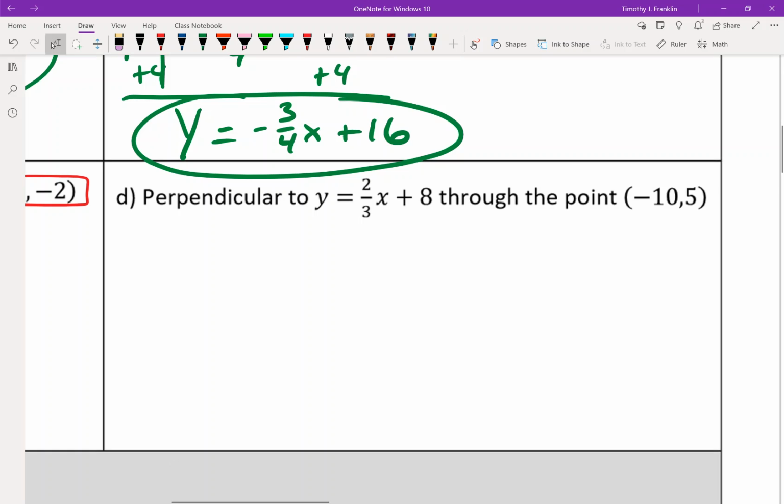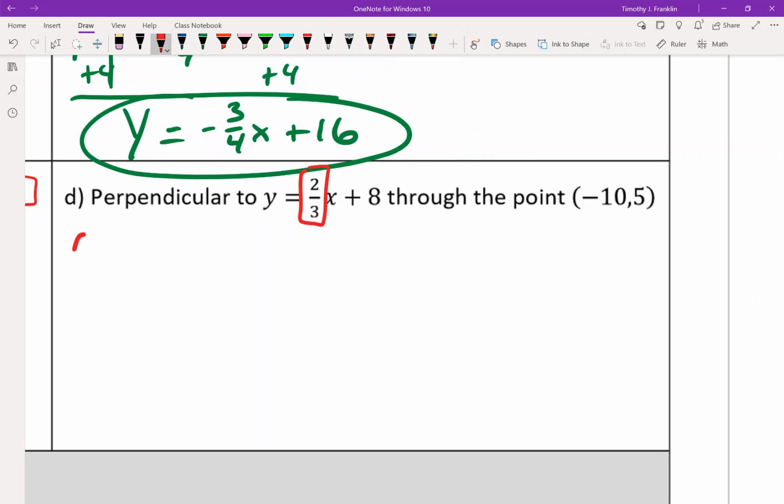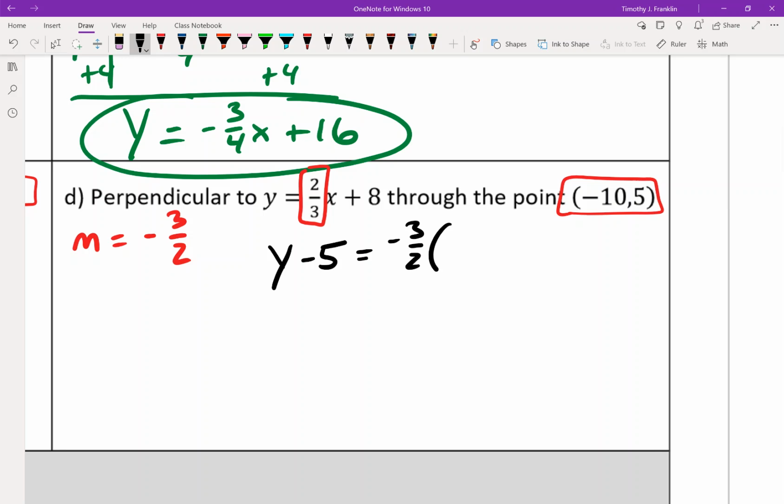Example D, perpendicular again, to y equals 2/3 x plus 8. So again, here's the slope, 2/3. Our slope will become negative 3 over 2. Flip it and change the sign. Through the point negative 10, 5. So we can now fill out point slope form. Y minus 5, that's the y value, equals negative 3 over 2 times x plus 10 here, because it's negative in the point.